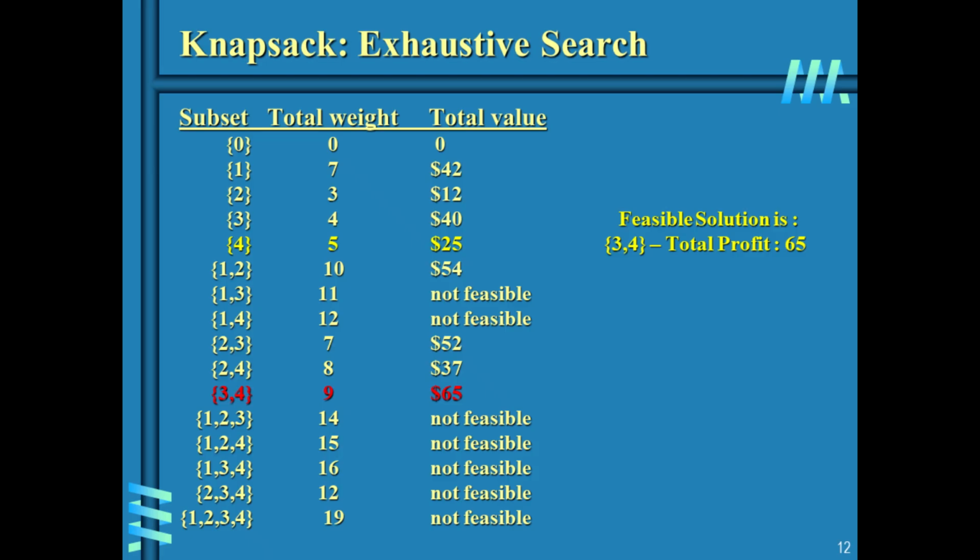Next I am going to place all 4 items inside the knapsack. Item number 1, 2, 3 and 4 have a total weight of 19, which again exceeds the knapsack capacity, so this combination is also not considered a feasible solution. So among these, item number 3 and 4 is selected for the knapsack, which has the highest profit of rupees 65, and hence this is considered the feasible solution for the given problem.